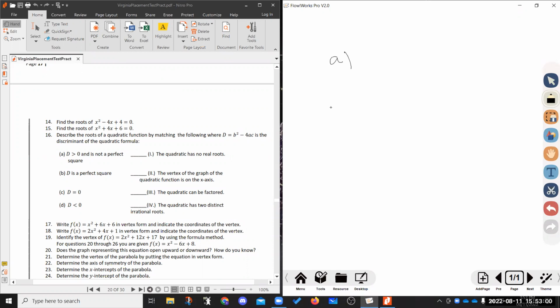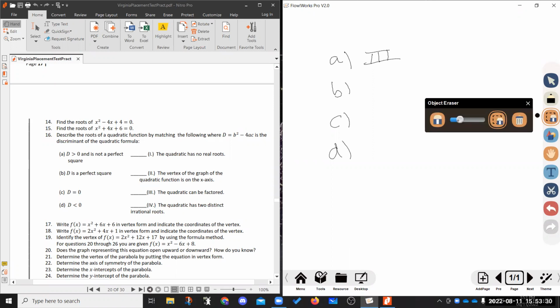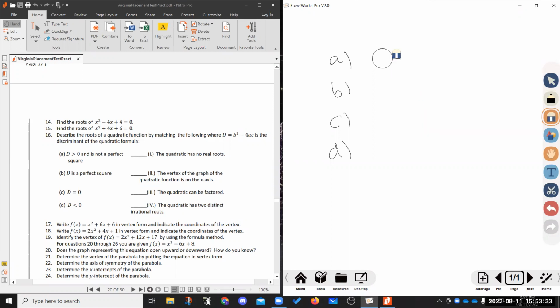All right, now we're going to identify the different types of answers that we could get in this matching problem. A, B, C, and D. I'm going to match with Roman numerals 1, 2, 3, and 4 over here. So when D is greater than 0 and not a perfect square, the quadratic cannot be factored. Number 3, right? Oh, sorry, that says can be factored. Back up here. It has 2 distinct irrational roots. There we go. But they're real numbers. So D is greater than 0 and not a perfect square.